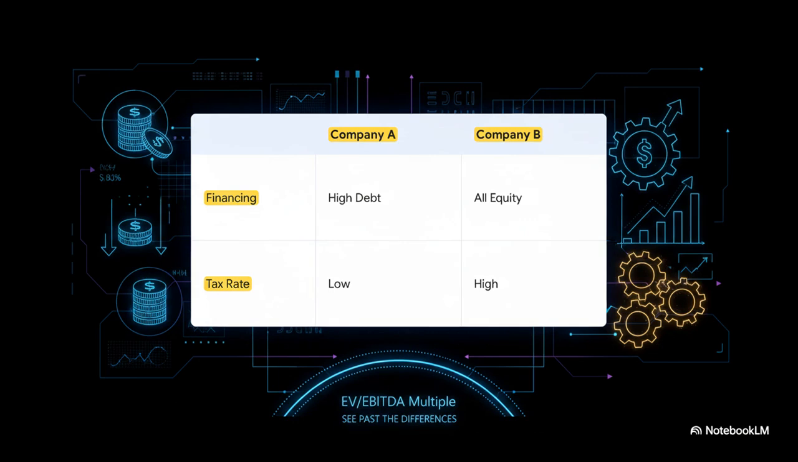And here's that problem in action. You've got Company A, which uses a ton of debt. That actually helps lower its tax bill. Then you have Company B, funded completely by equity, and it gets hit with a higher tax rate. Now, if you just looked at their bottom line net income, you'd get a totally skewed picture. So the real question is, how do we look past all this financial engineering?